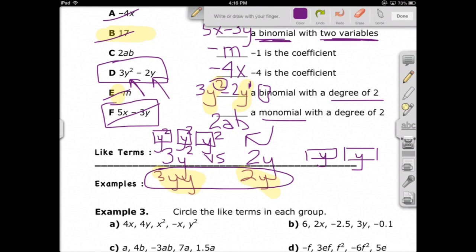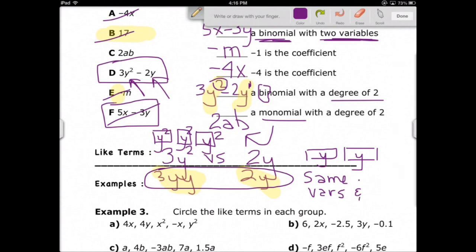So like terms, and I've got just enough room here, they have to have the same variables, and they have to have not only the same variables, but they have to have the same exponent.